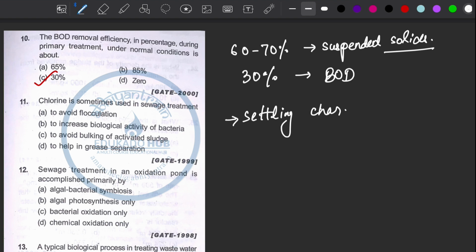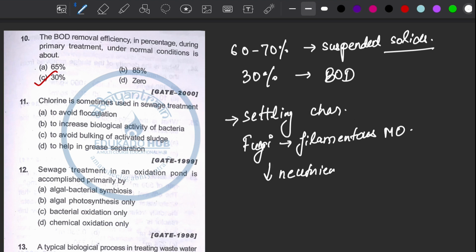There are some specific types of microorganisms, for example fungi. Fungi is also a microorganism that is responsible for bulking sludge. So we can say filamentous microorganism. Fungi is a filamentous microorganism. So these filamentous microorganisms are observed due to the low nutrient content. When there is low nutrient content, the amount of these fungi or filamentous microorganisms increases.